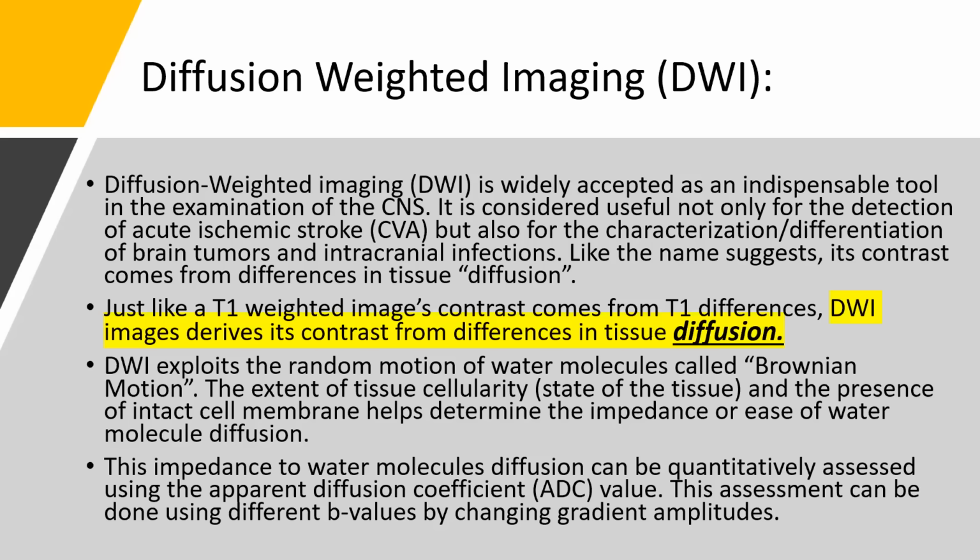So DWI exploits random molecular motion called Brownian motion, or sometimes called the sodium pump. Different tissues, if they have their blood supply or they don't have their blood supply, are going to have different amounts of diffusion going on. The extent of capillary tissue movement of stuff in the cell is going to depend on whether the cell membrane is intact and if there's a blood supply.